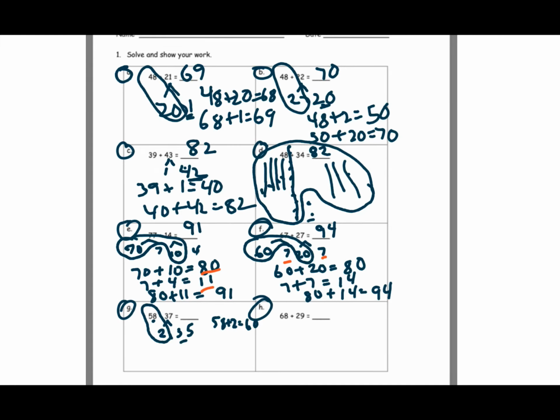And then I have my 35 still, so 60 plus 35 equals 95. So boys and girls, that means that 58 plus 37 equals 95. Okay, boys and girls, good job. We have one more to do.